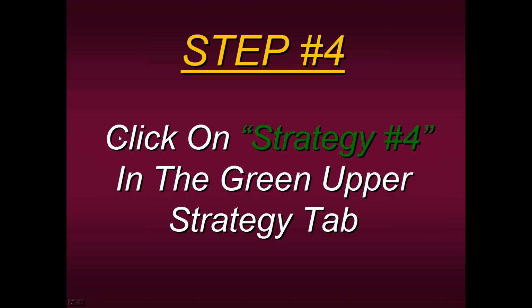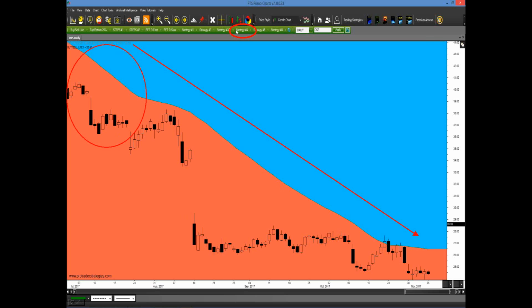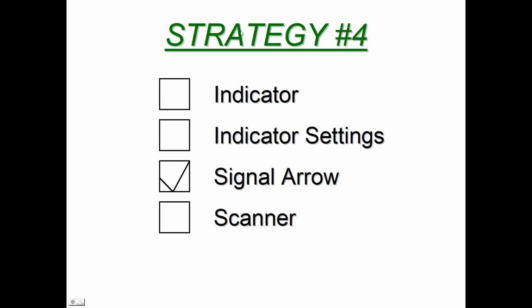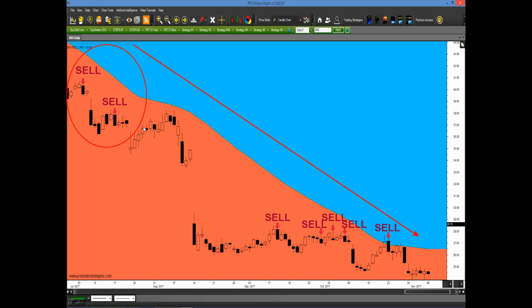So we go to our last step. We click on strategy number 4 in the upper green strategy tab. Remember, once again, when you learn this, you won't need to check your work. But for right now, since we're beginning and we're showing you this process, you would simply click this on, click on signal arrow, and the arrows automatically appear.